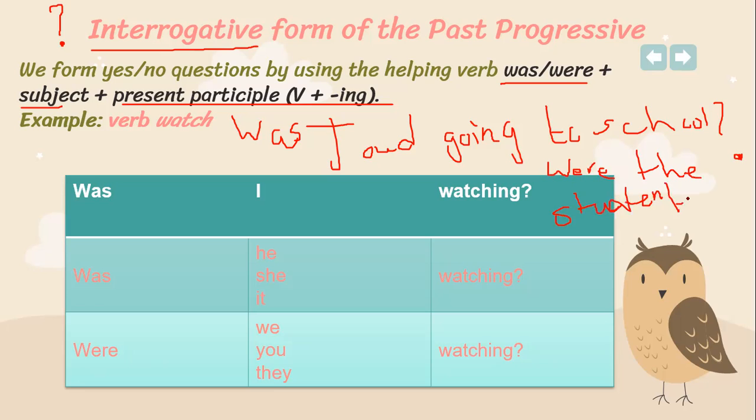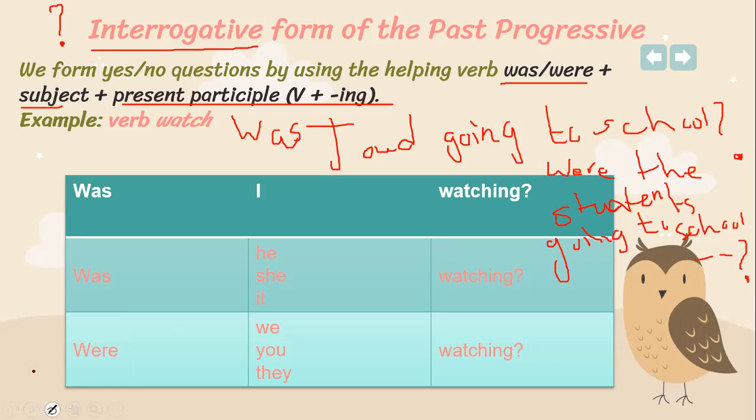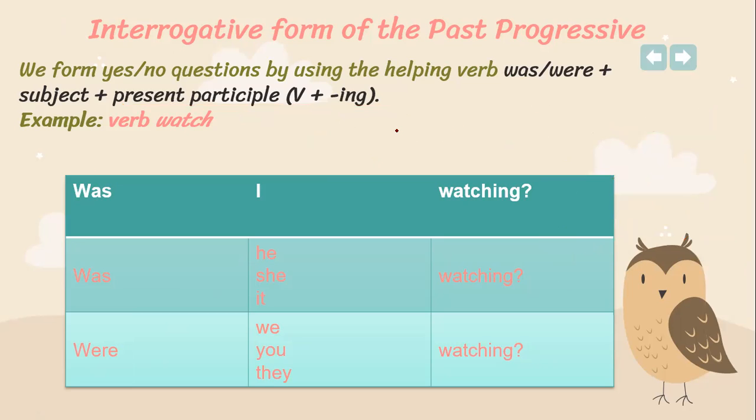So you see, guys, we have were, the subject, then the verb with ing, then the completion of the sentence. Were the students going to school last week, and so on, and a question mark at the end. It's very simple and easy to form the yes/no question. You start with was or were, then the subject, then the verb with ing. Who wants to give me an example?